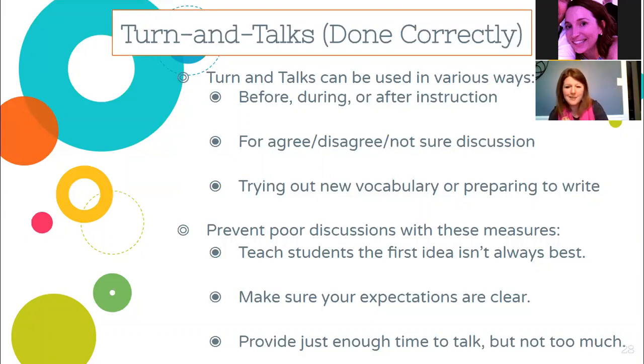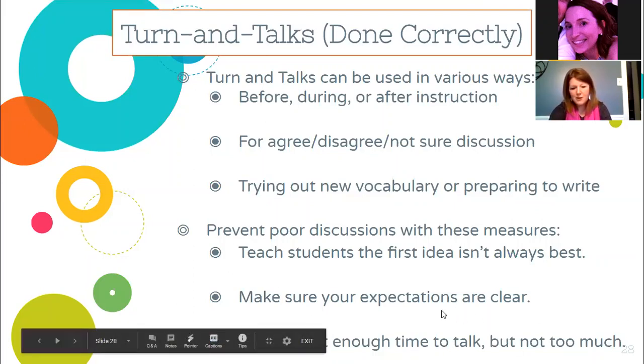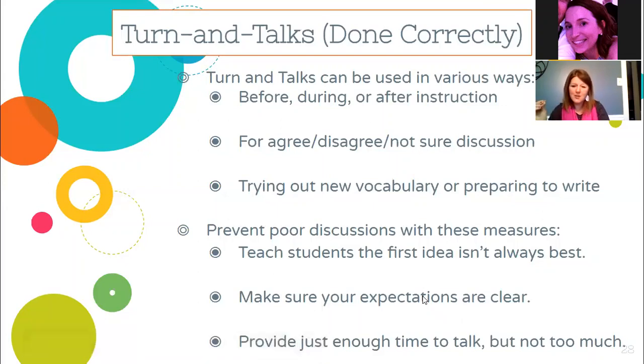Like I gave the example earlier where the expectations aren't clear, but there are ways that you can make it good. One of the things that you can do is to make sure your expectations are clear. And how to do that is you could write the question on the board that they need to discuss, or you could give them a sentence starter. Just say, I feel that the blah, blah is, and have the students fill it in while they're talking with their partners.